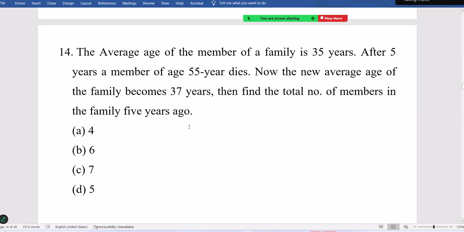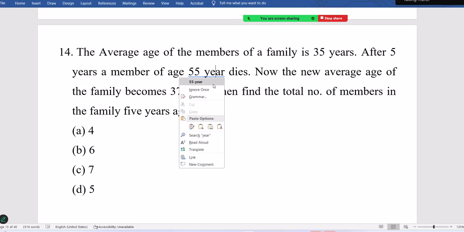Now let's see again an averages related question. The average of the members of a family is 35. After 5 years, a member of age 55 years dies. Then now the new average of the family becomes 37. So what is the total number of family members 5 years ago, 5 years before?